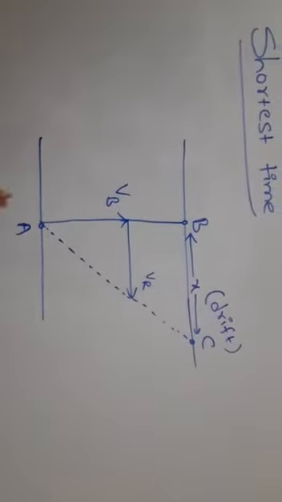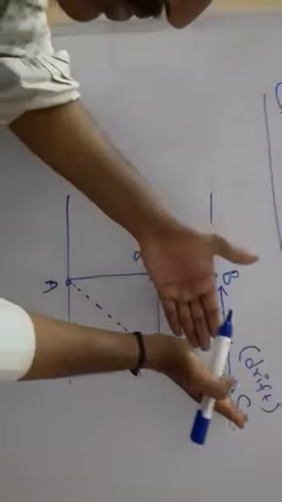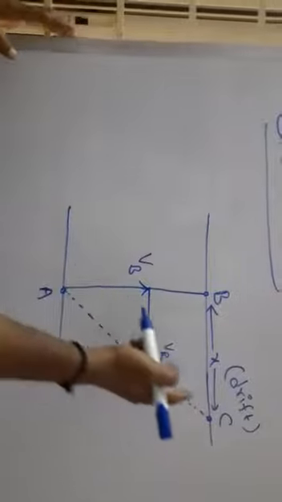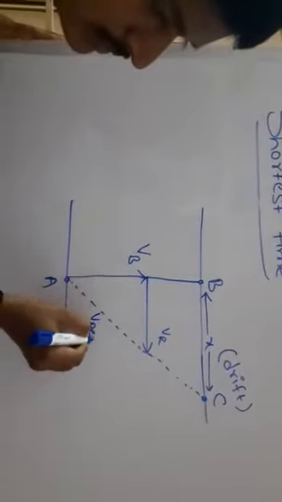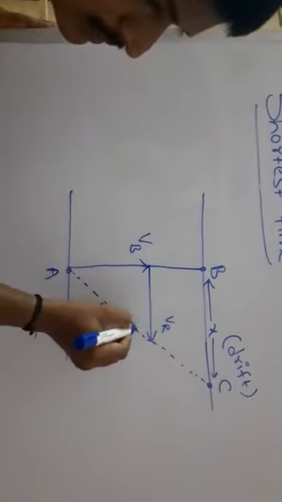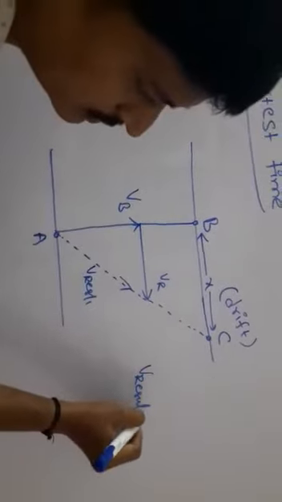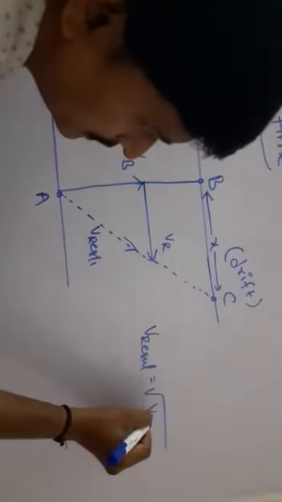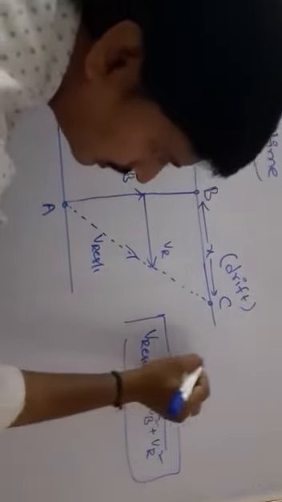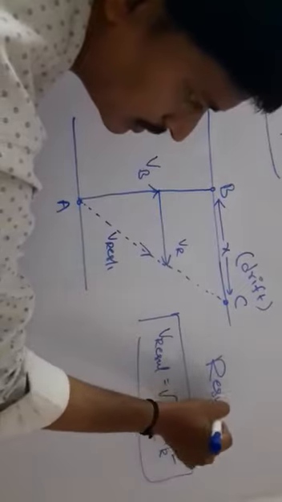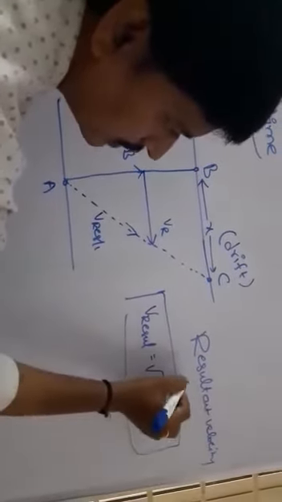So whenever the boat is rowing perpendicularly to the direction of river flow, due to river flow it reaches point C. This is called the shortest time. Then the resultant velocity V resultant is equal to the square root of VB square plus VR square. This is called the resultant velocity of the boat.